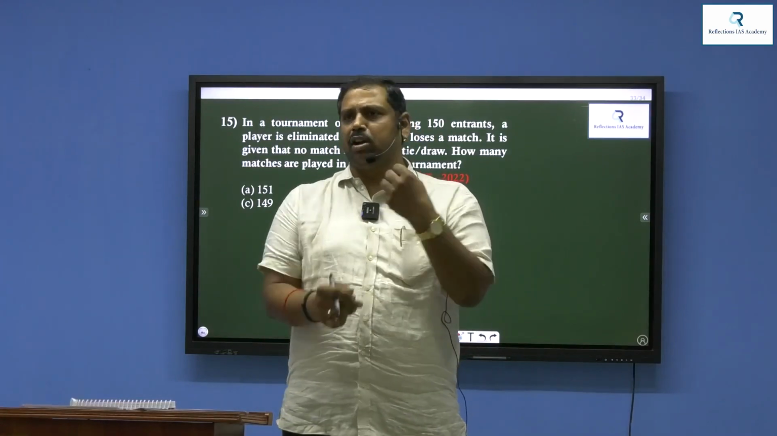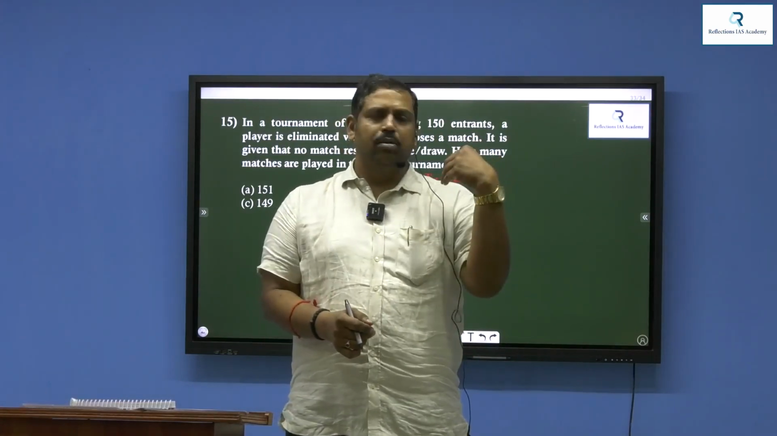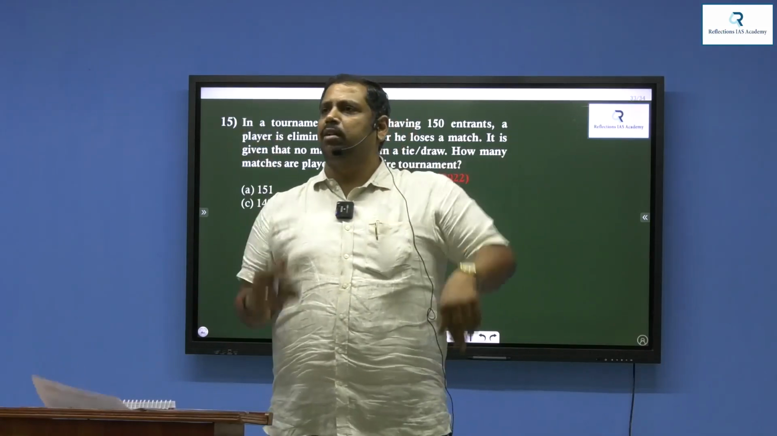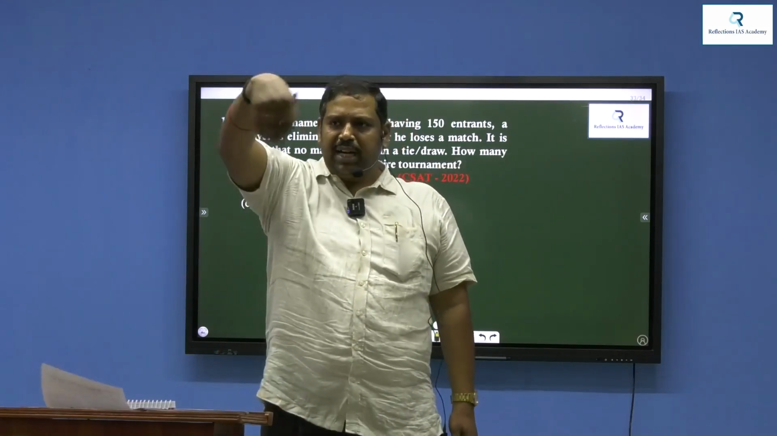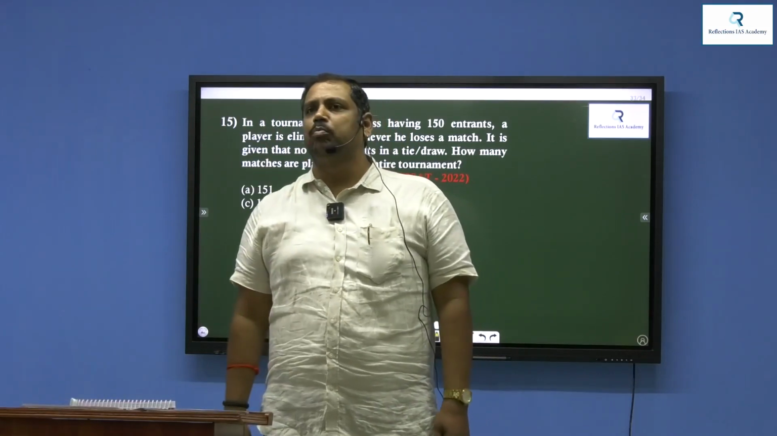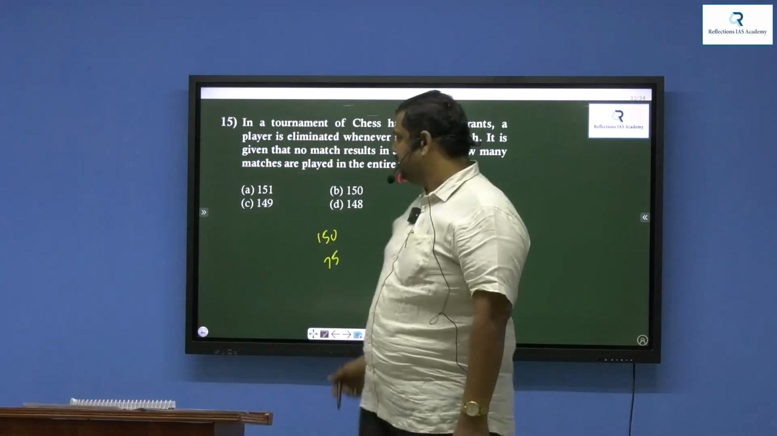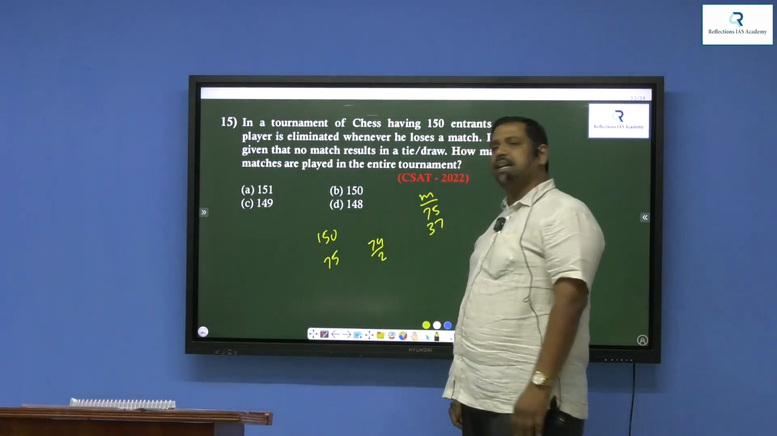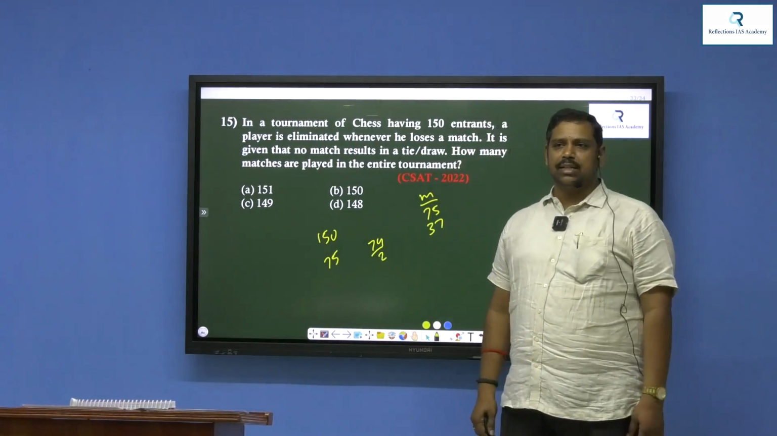I will take one lottery. You are the winner. Means you don't need to play the game. You will be promoted to the next level. For the remaining 74 members, I will conduct the games. Yes or no? Yes. Okay. 74 by 2. 37 games will be conducted. Yes or no?